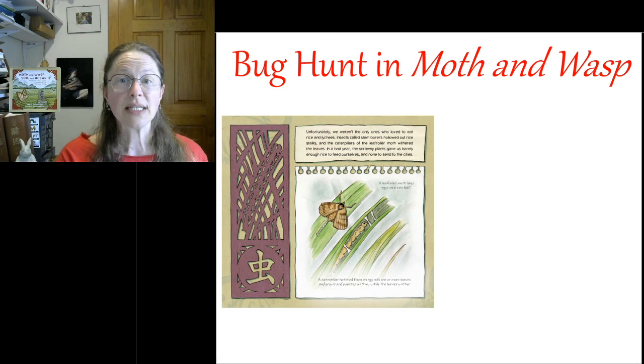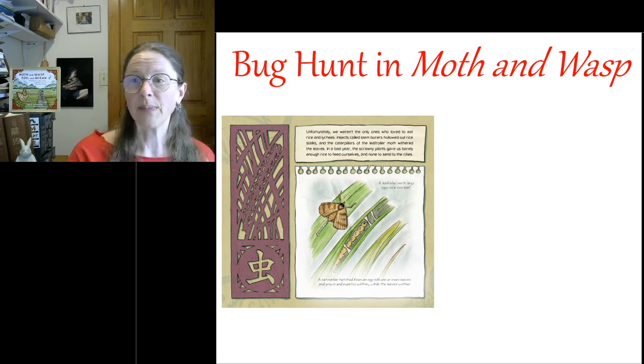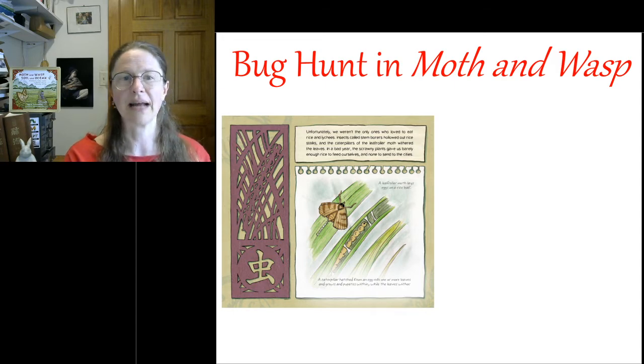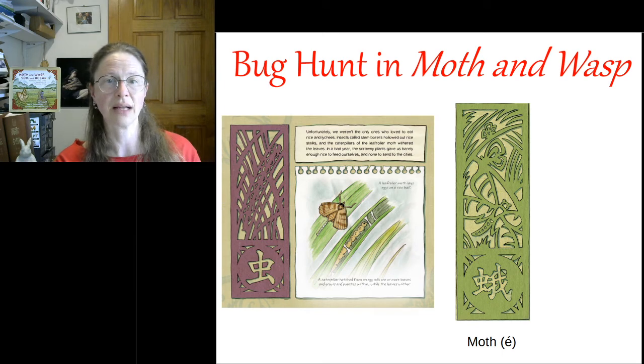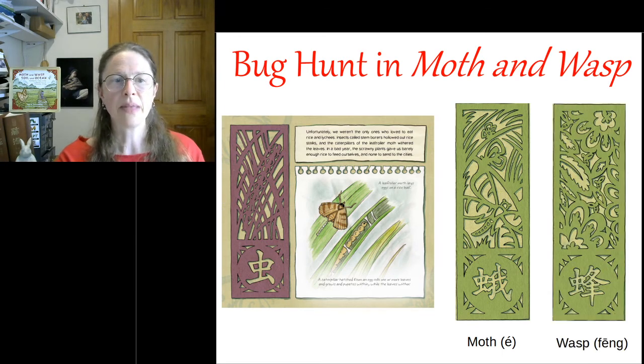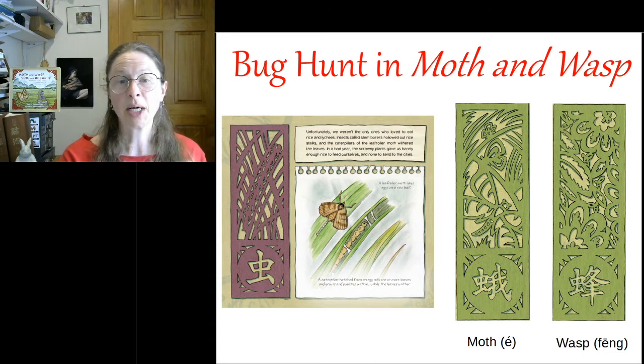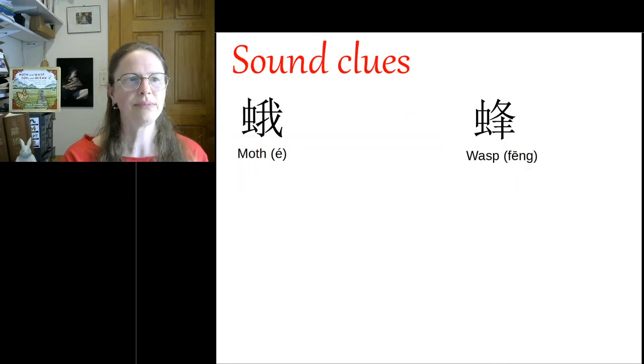On this page we see the chong character itself accompanying an illustration of a leaf roller moth laying eggs on a rice plant and the larvae as it grows inside the rolled up stalk. Then later in the book, students will be able to find other examples of characters with the chong radical. So this one is moth, pronounced buh, and this one is wasp, pronounced feng, and you can see the left side of those characters contain that chong radical.